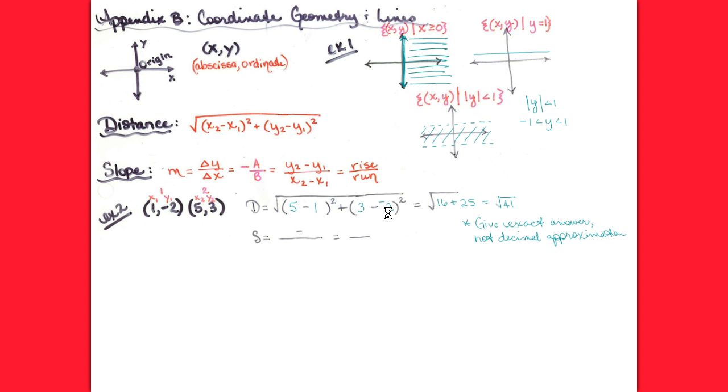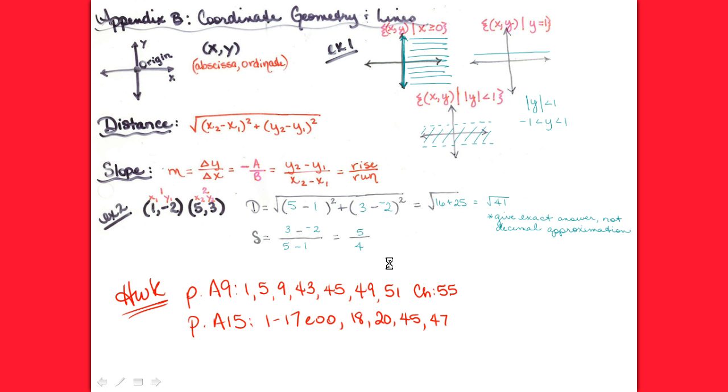For slope, we have tons of different formulas. Slope just measures the steepness of a line, and we'll spend a lot more time on that in the last half of this lesson. But slope is change in y over change in x, opposite of a over b, y2 minus y1 over x2 minus x1, rise over run, lots of different ways we've defined that. So we're going to use the same values we had a second ago for the change in y and the change in x, and we'll get our slope of 5/4.